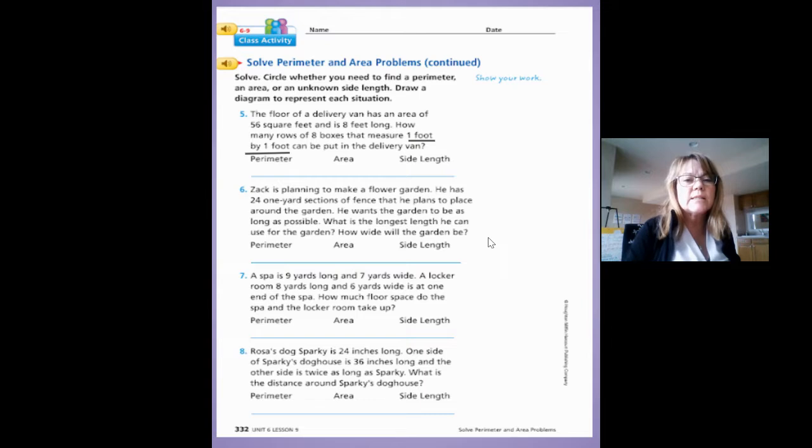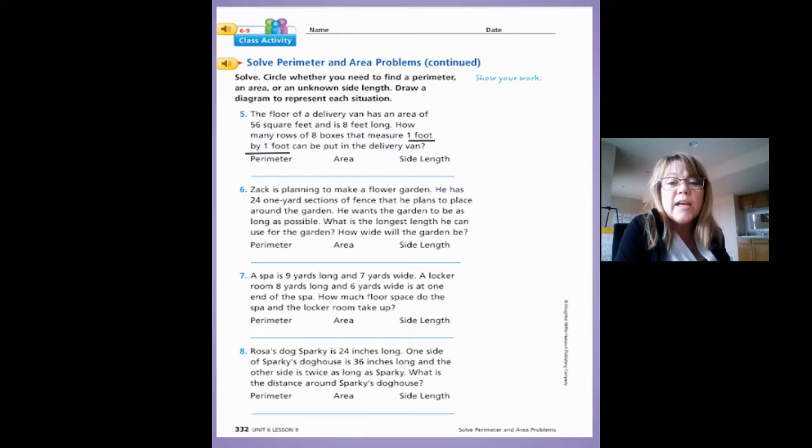Hint for number 6. Zach is planning to make a flower garden. He has 24 1-yard sections of fence that he plans to place around the garden. He wants the garden to be as long as possible. What is the longest length he can use for the garden? How wide will the garden be?